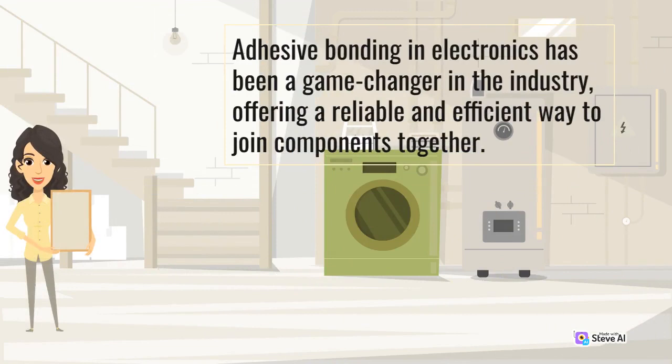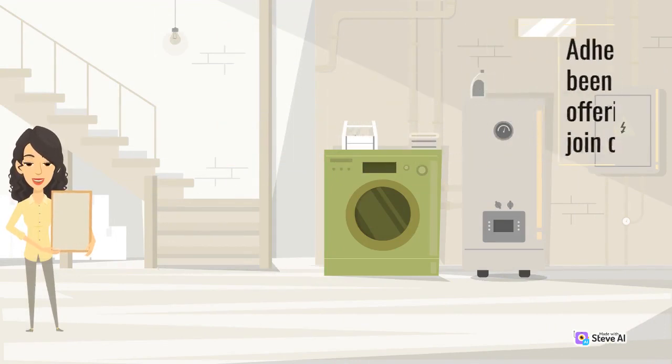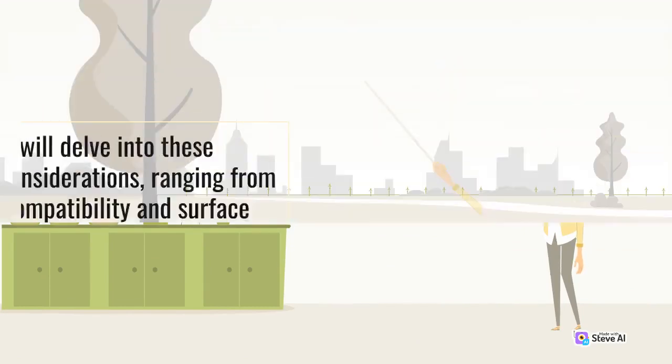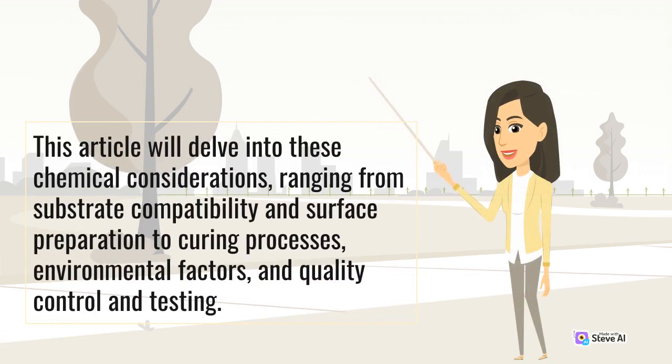Adhesive bonding in electronics has been a game changer in the industry, offering a reliable and efficient way to join components together. However, achieving successful adhesive bonding requires careful consideration of various chemical factors. This article will delve into these chemical considerations, ranging from substrate compatibility and surface preparation to curing processes, environmental factors, and quality control and testing.